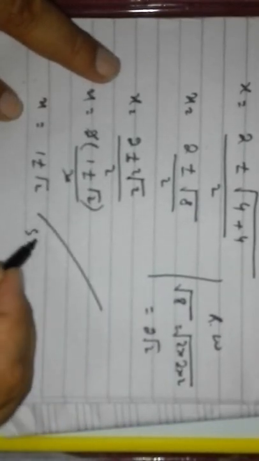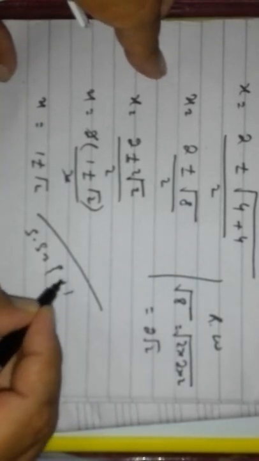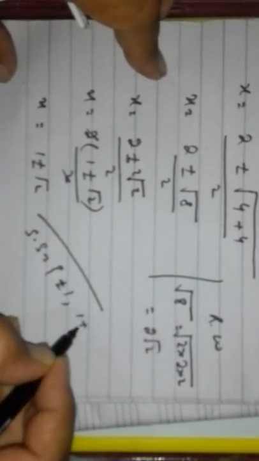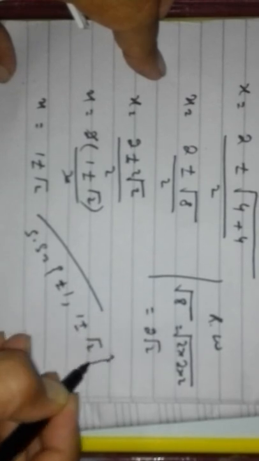The solution set is plus minus 1 and 1 plus minus under the root 2.